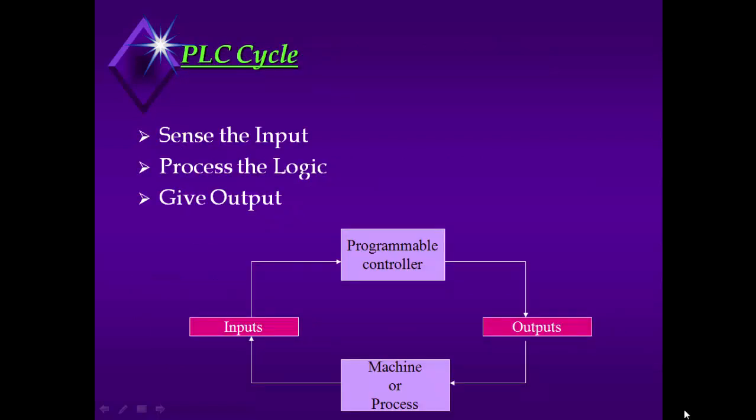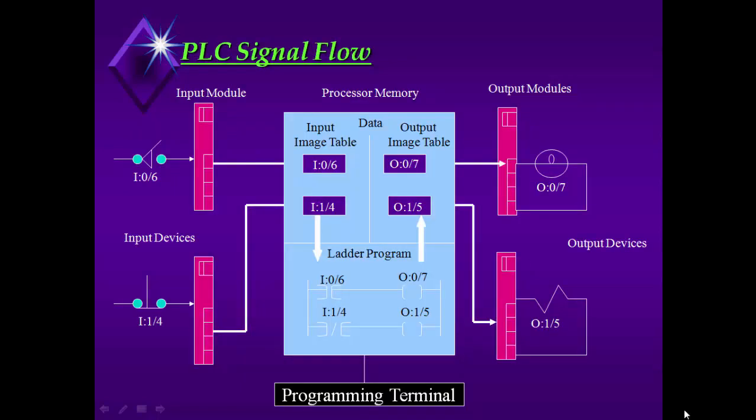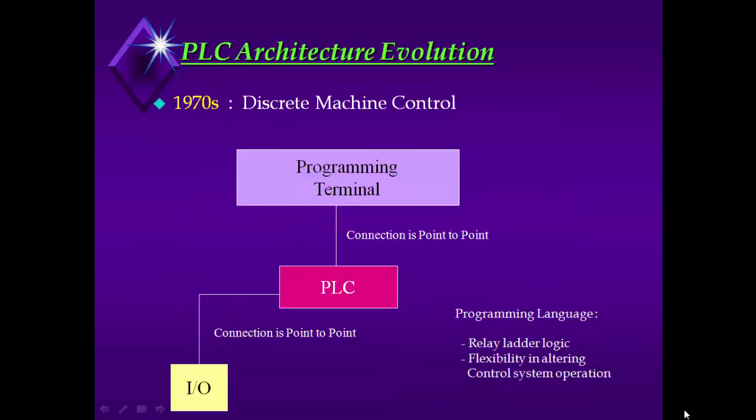PLC cycle: we have sense the input, process the logic, give the output, as we show in the diagram: programmable control outputs, inputs, machine or processes. PLC signal flow: we have a diagram that shows the PLC signal flow: input modules, processor, memory, output modules, and input devices, later program output devices. That means a programming terminal.